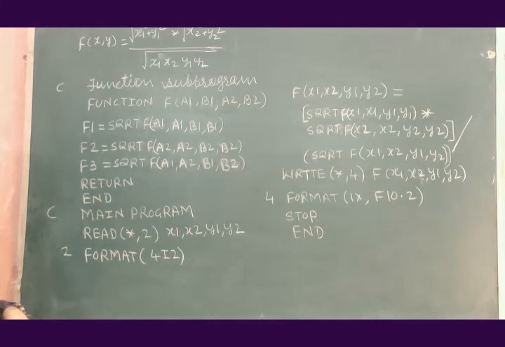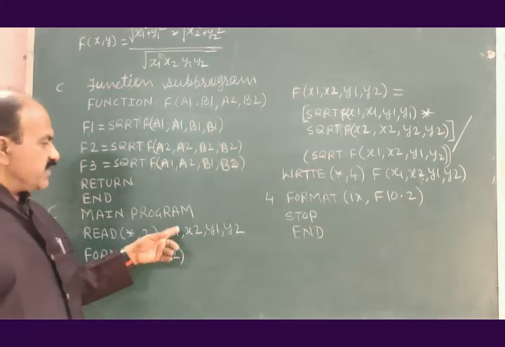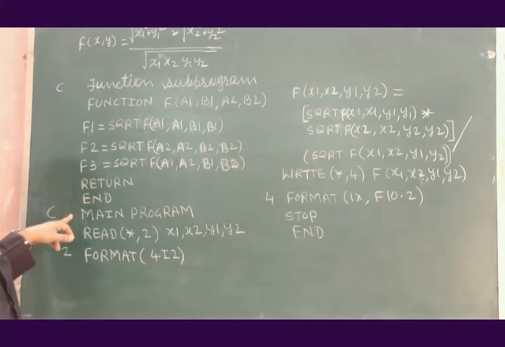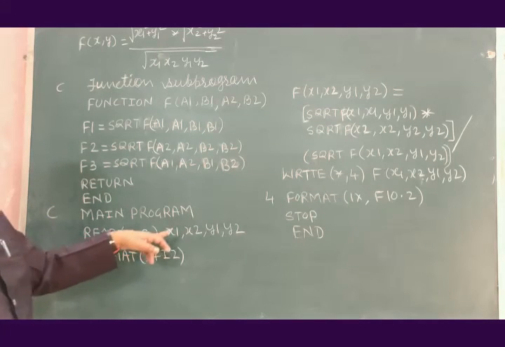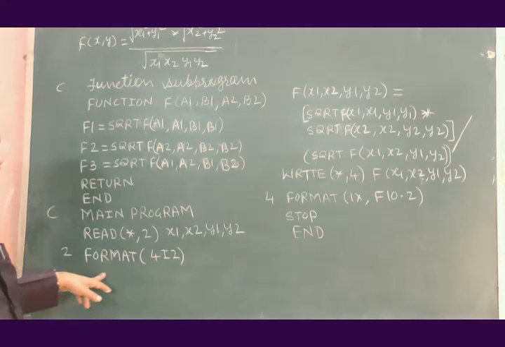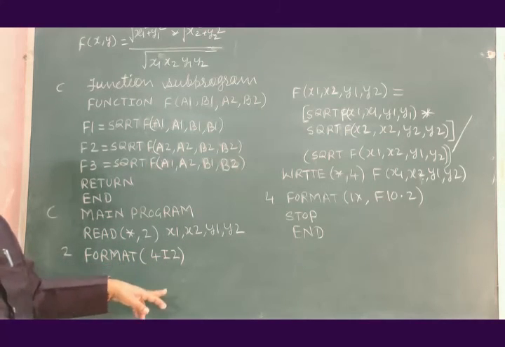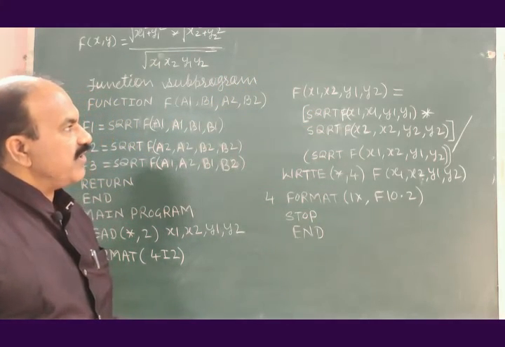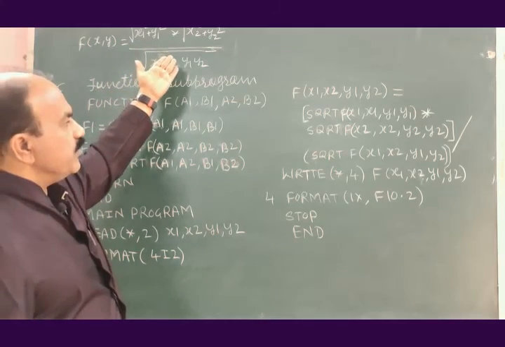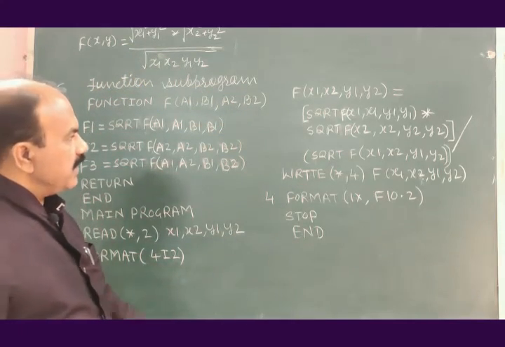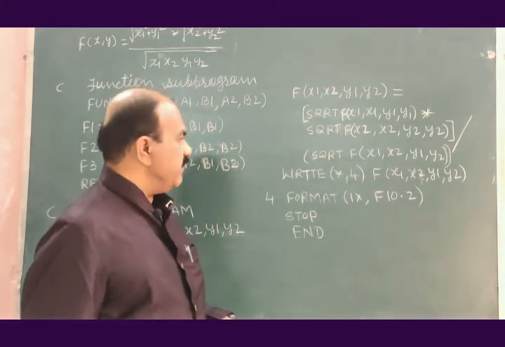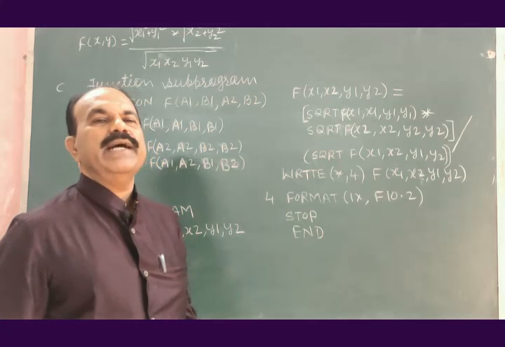a1, a2, b1, b2 are used as dummy variables. What real variables are we going to use? x1, x2, y1, y2. Return, end. Main program: read x1, x2, y1, y2, format for i2. Find f of x1, comma x2, comma y1, comma y2. Put this one. This completes the equation. Write the value in this format, stop and end.